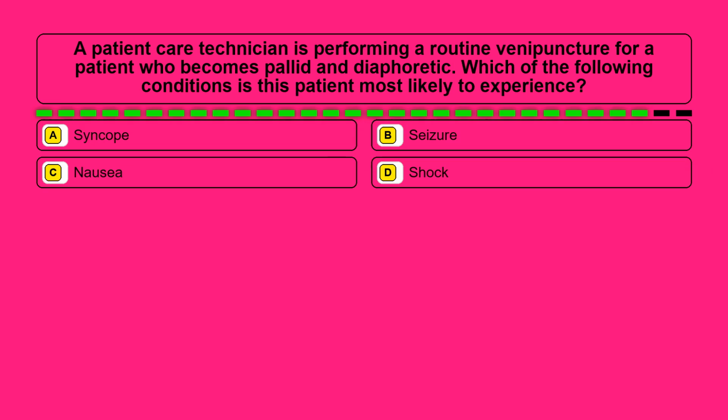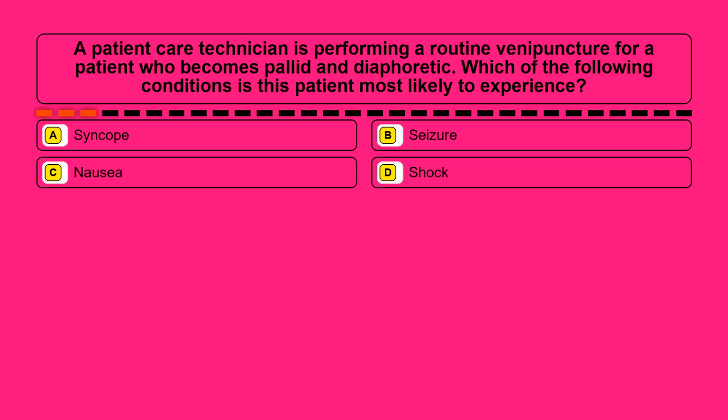Question 44. A patient care technician is performing a routine venipuncture for a patient who becomes pallid and diaphoretic. Which of the following conditions is this patient most likely to experience? Option A. Syncope. Option B. Seizure. Option C. Nausea. Option D. Shock.